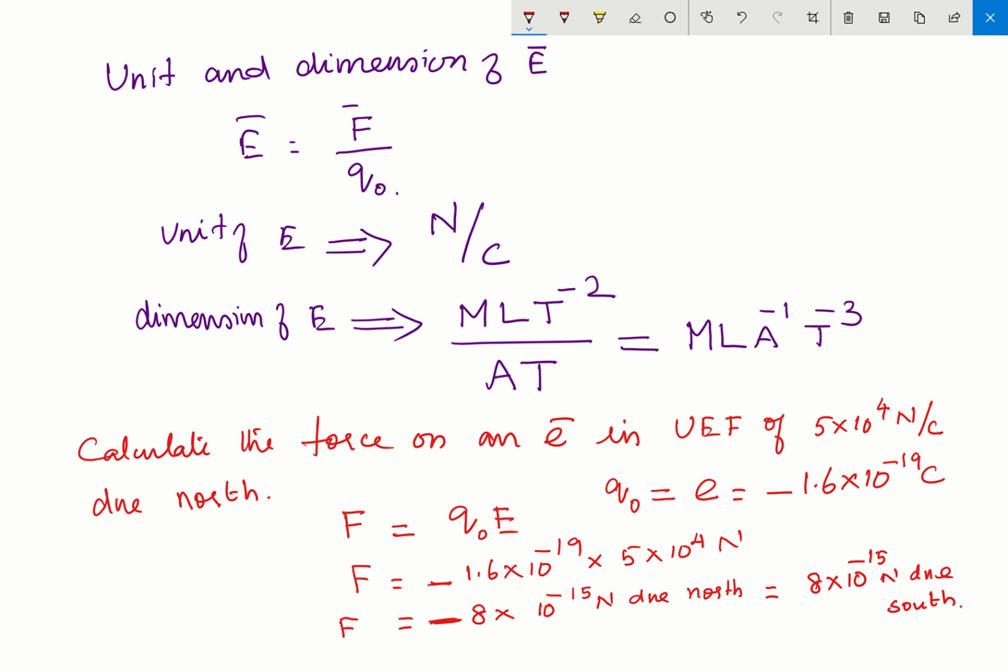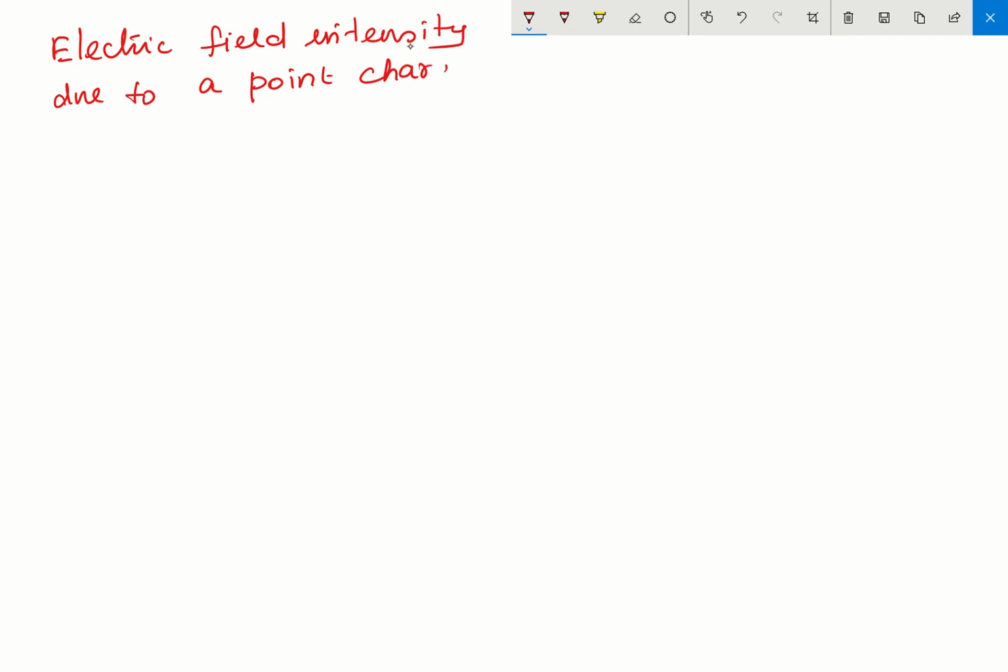Okay, now next we will go to the next topic. The next topic is electric field intensity due to a point charge. Electric field intensity due to a point charge.